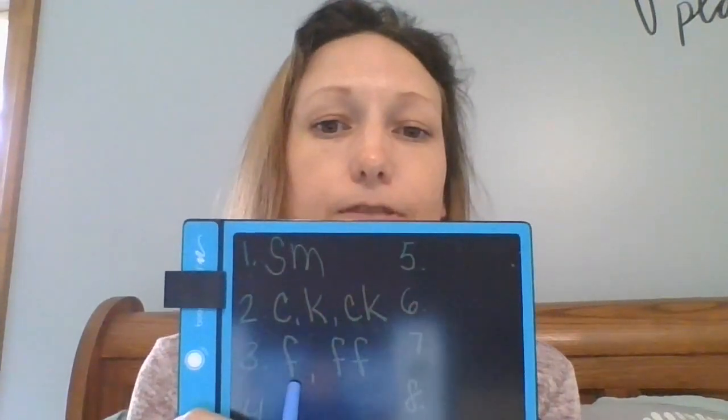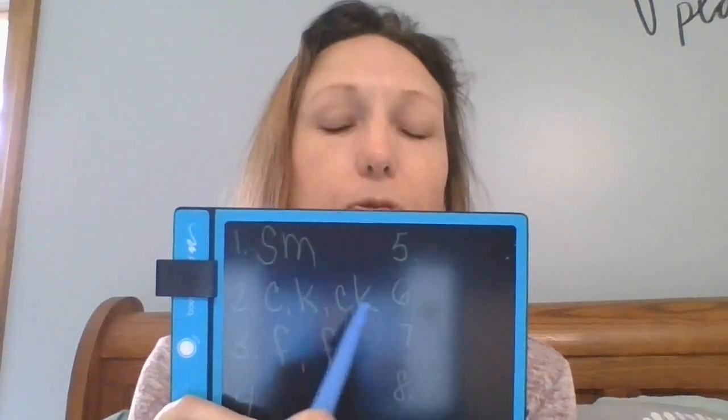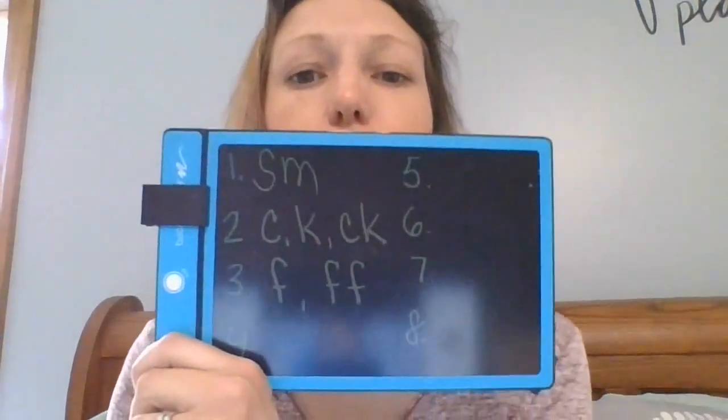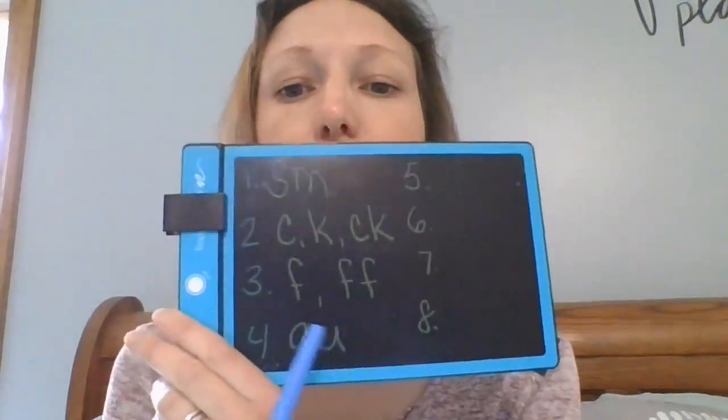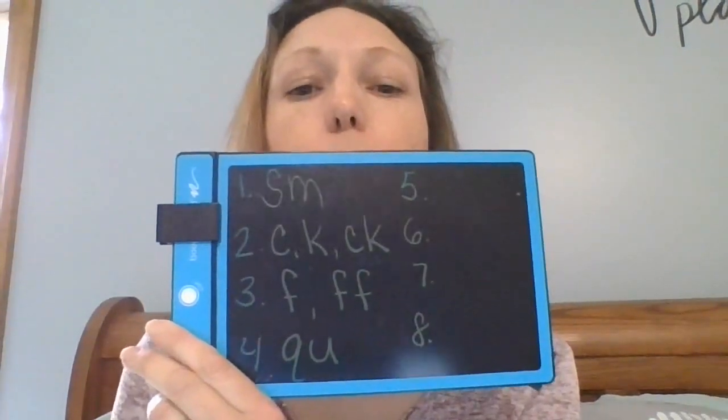Number 3, 2 ways to write F. And what 2 ways did you write F? Did you write it F or 2 F's? Floss rule, we double F, L, and S at the end of a single closed syllable. Number 4, 1 way to write qu. Qu. And how do we write qu? Q, U, qu.